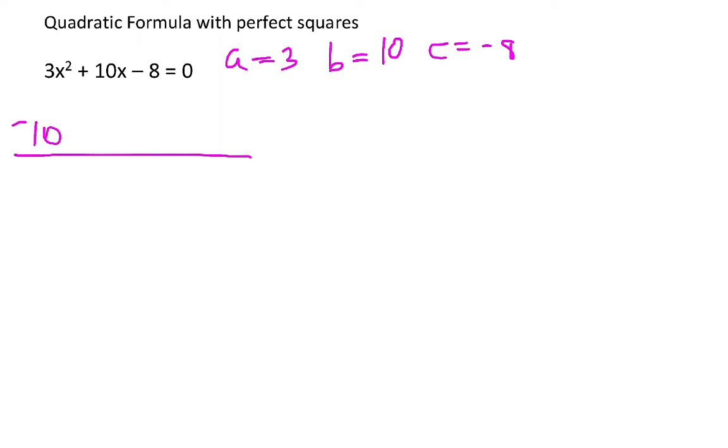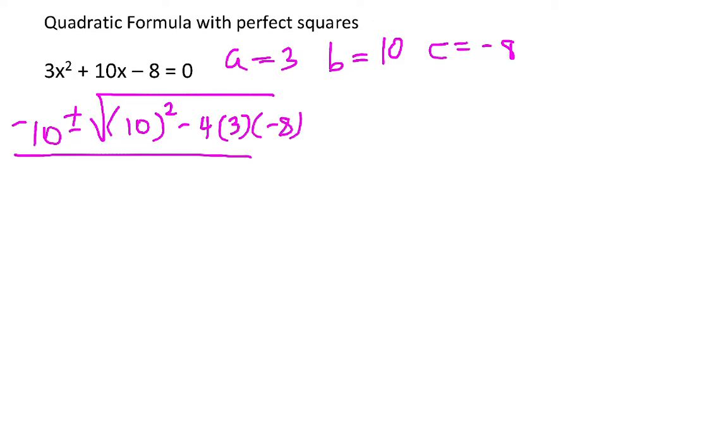So negative b plus or minus the square root of, and inside the square root, the first thing says b squared. Well, inside the square root, it's very important that we use parentheses. So the first thing is b squared. So I'm going to take my b value, put it in parentheses, and square it. Then it says minus 4 times our a value times our c value. All right, on the bottom, it says 2 times a. So I'm going to have 2 times my a value, which is a 3.